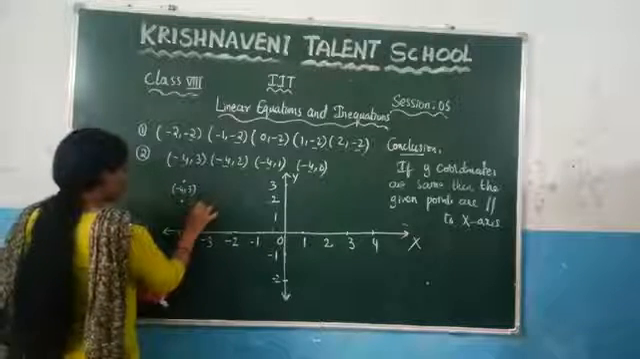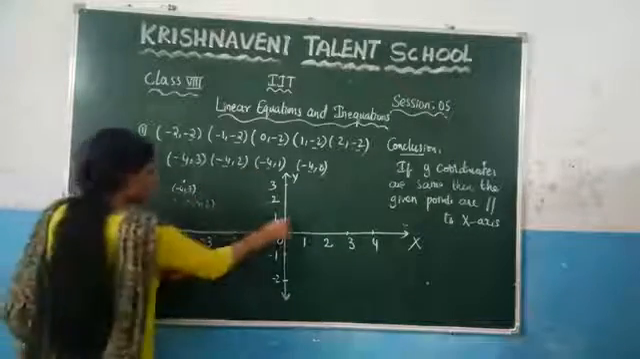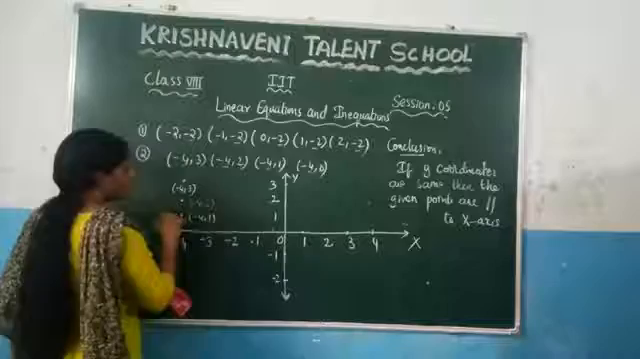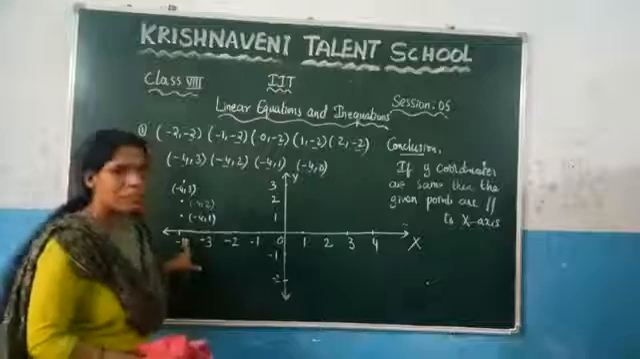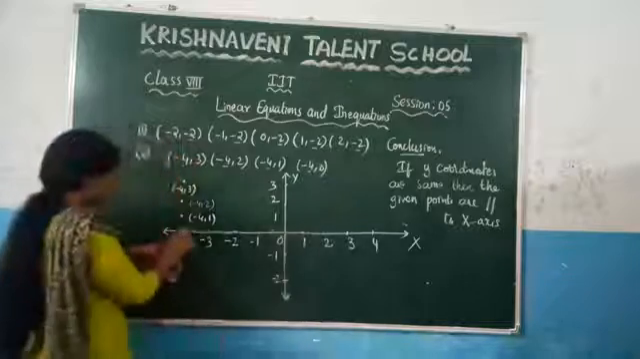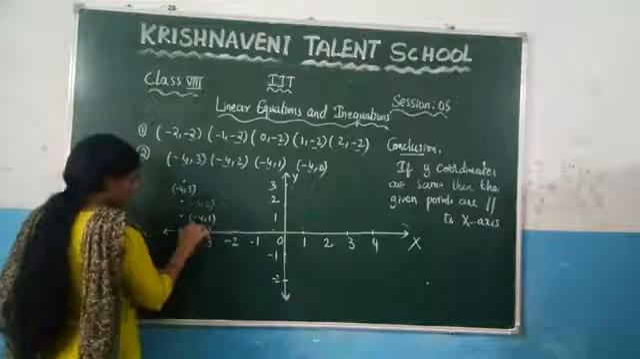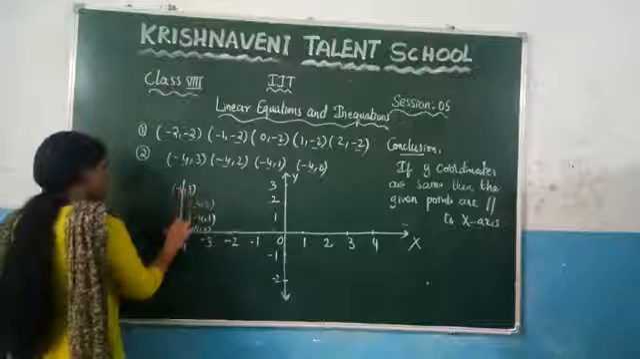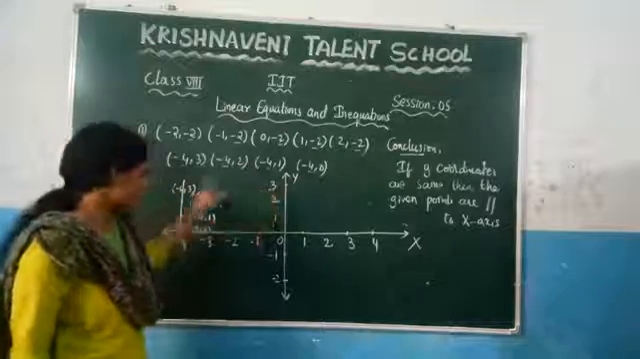(-4, 2). And after that (-4, 1). This is -4 and this is 1, so these two intersect at this point, which is (-4, 1). And after that (-4, 0). You can observe that the x coordinate remains the same and the y coordinate is changing. This is -4 and this is 0, so this is (-4, 0). Now join these points. After joining them, you can observe that you got one line, and clearly this line is parallel to the y-axis. This line and the y-axis are parallel.